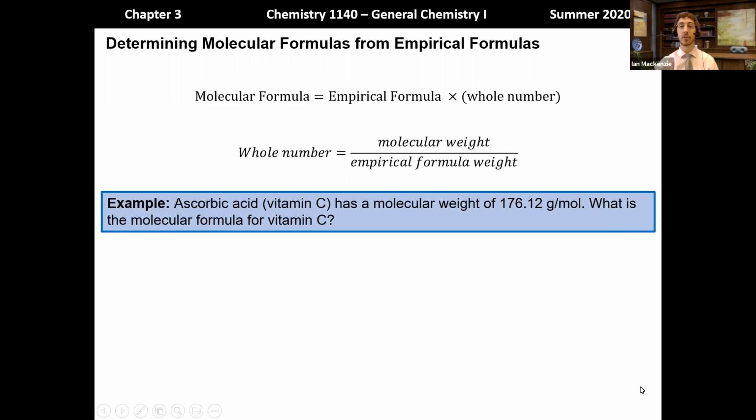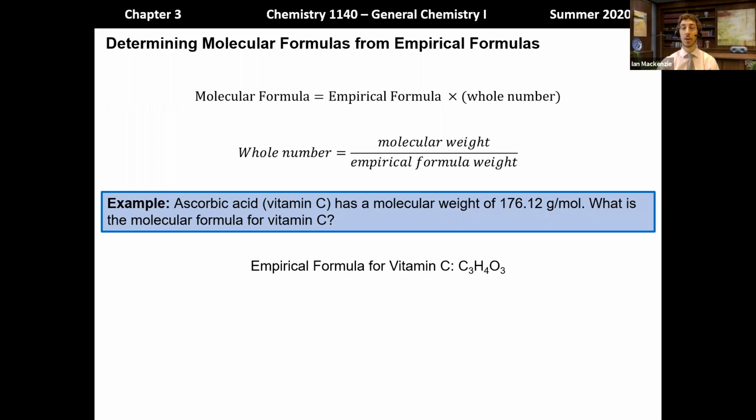All right, now let's do this practical example. Ascorbic acid, again, we're revisiting it. It has a molecular weight of 176.12 grams per mole. What is the molecular formula for vitamin C? Now, this is relying on the previous videos where we determined the empirical formula for ascorbic acid or vitamin C.